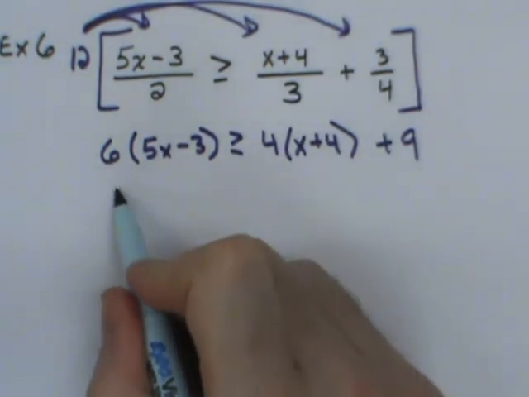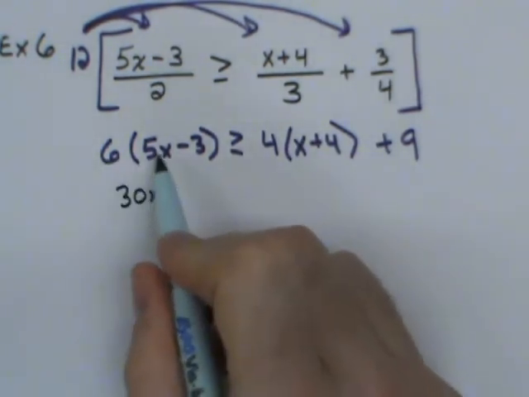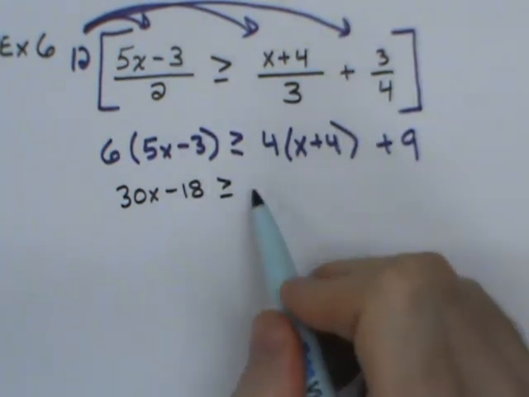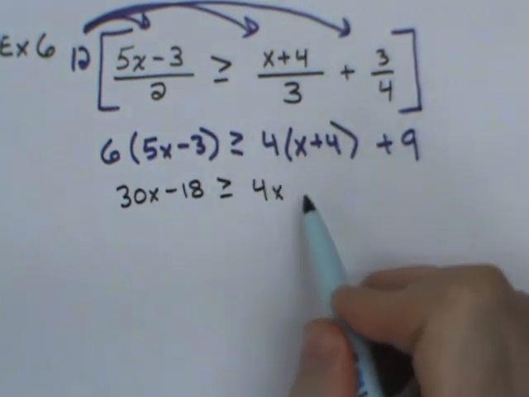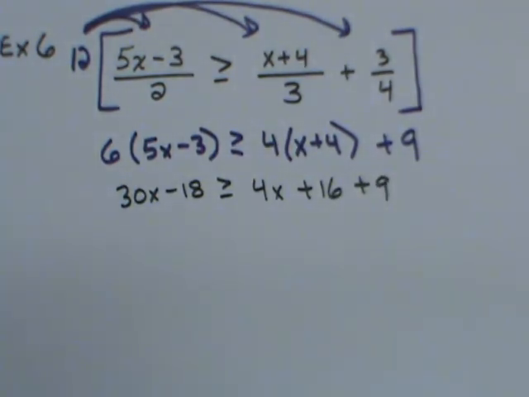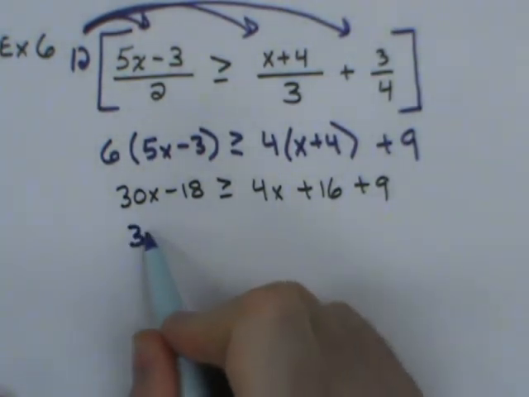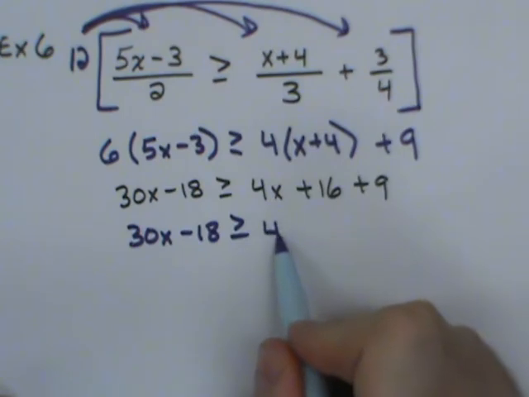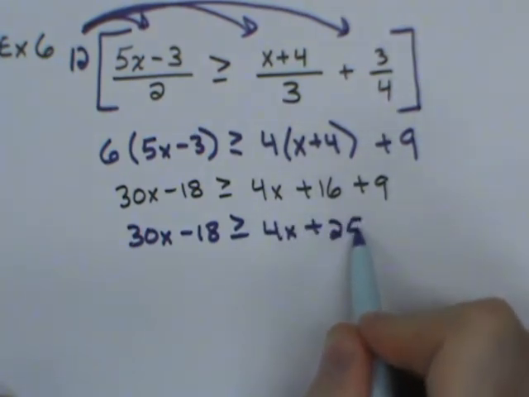6 times 5 is 30x. 6 times 3 is 18. 4 times x is 4x. 4 times 4 is 16. Plus 9. Remember, combine like terms before you try to move anything. And so here I'll say 30x minus 18 is greater than or equal to 4x plus 25.